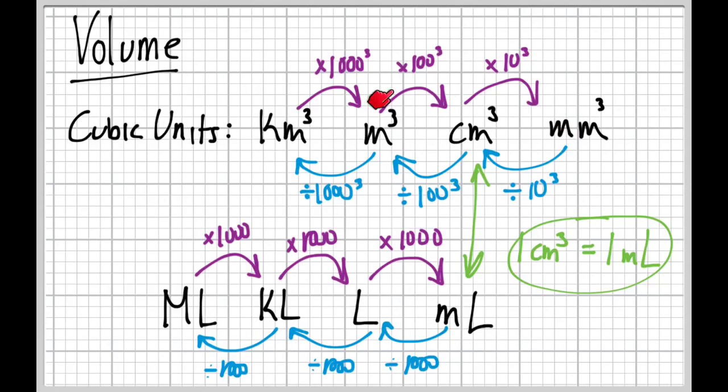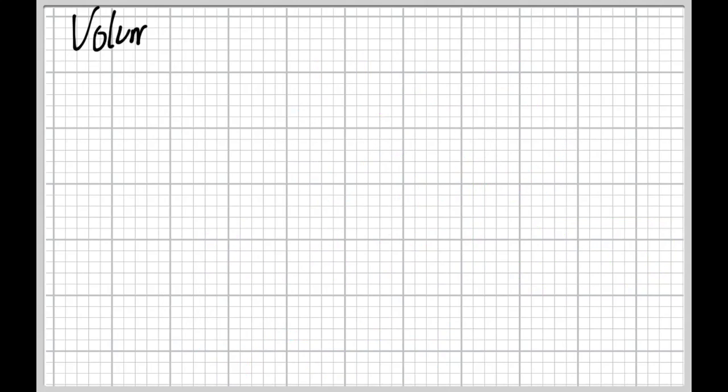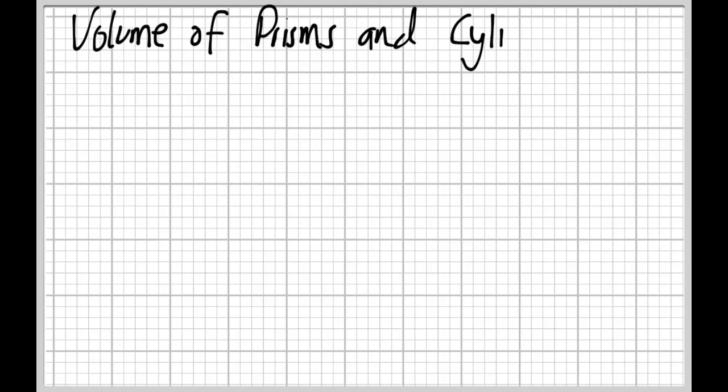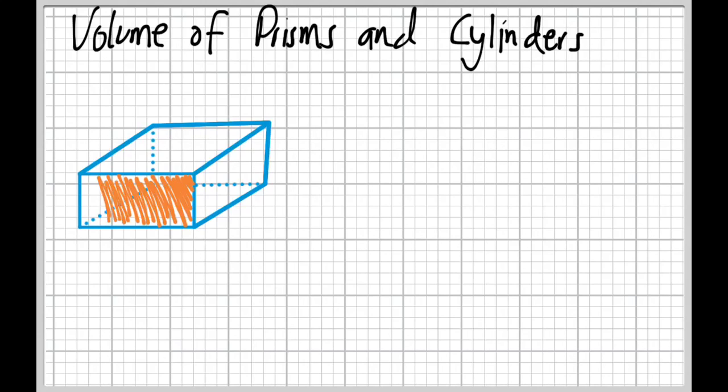If you have something in these units, convert them to centimeters cubed. That's milliliters, and then you can put it back to one of these if you need to as well. Or you can make your own little shortcuts from one to the other if you like, and make a table and have all kinds of fun. But anyway, there are our units for volume. Let's talk about the volume of prisms and cylinders. Now, prisms and cylinders are very similar.